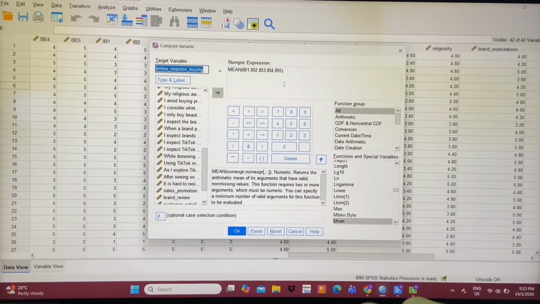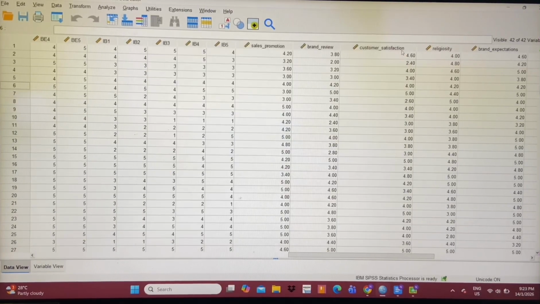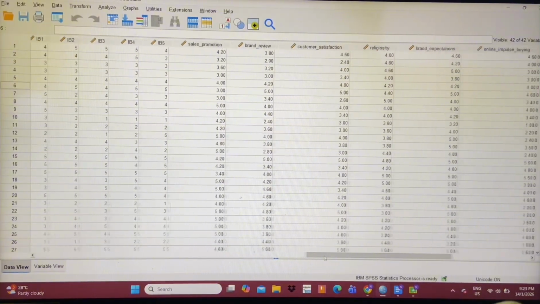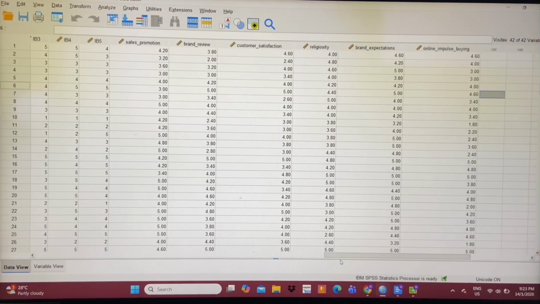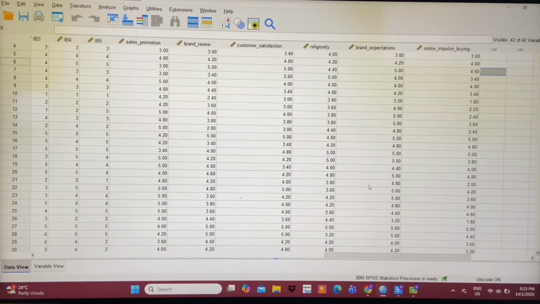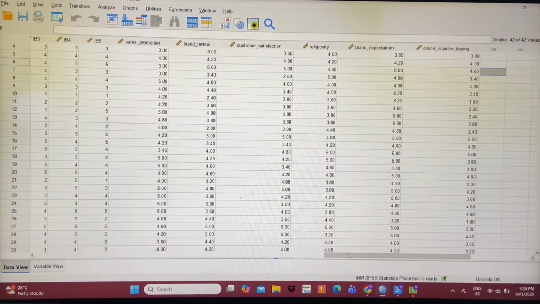After computing these mean values, each construct is now represented by one summated variable, which makes the regression analysis more accurate and easier to interpret. So here is the result after I transform and compute the variable. After all of this is transformed into the summated scale, next I will perform multiple linear regression analysis to examine the relationship between the independent variables and the dependent variable.